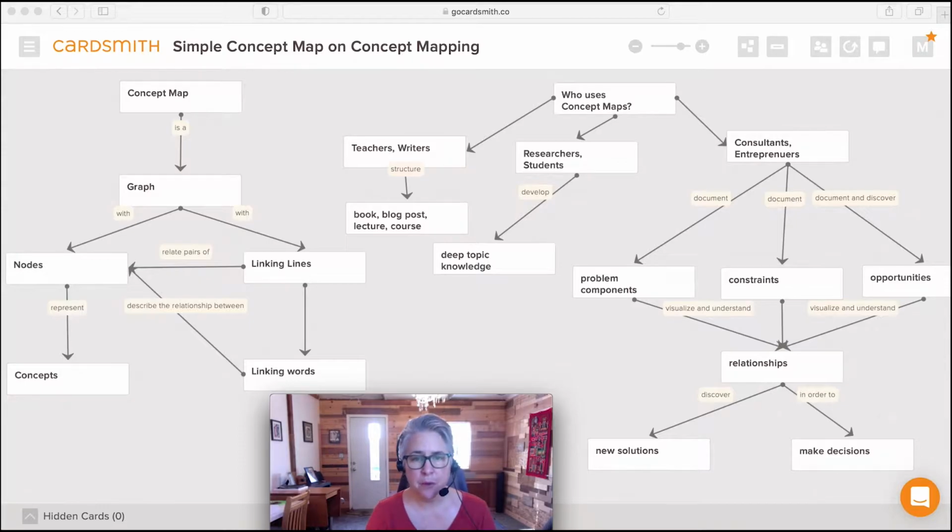And then what was most exciting to me was learning about how consultants, entrepreneurs, designers, and innovators are using concept mapping as a tool to help teams solve challenging problems. And how are they doing this? They're documenting problem components, constraints, and opportunities, and then they're looking at the relationships between all of those things. They do that in order to discover new solutions and make better decisions. Now, they're not doing this alone. A good consultant or a good leader will want to develop as full a picture as possible.